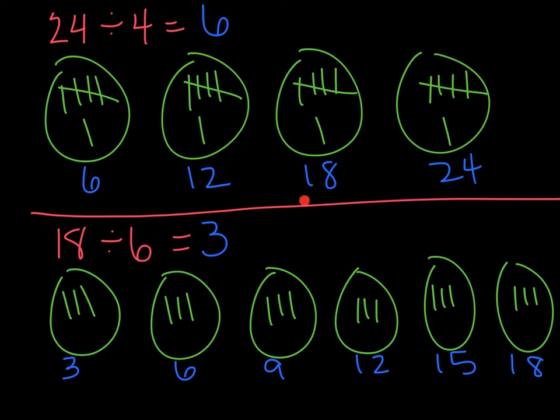I wrote down here if I added all those together to make sure that I got to 24. So if I added by 6s, it would be 6, 12, 18, 24. So I know that my answer is correct. Down here I have 18 divided by 6, so I have 6 circles. I put tallies in them. When I got done, there were 3 tallies in each group, so my quotient is 3. Good job. One more strategy to go.